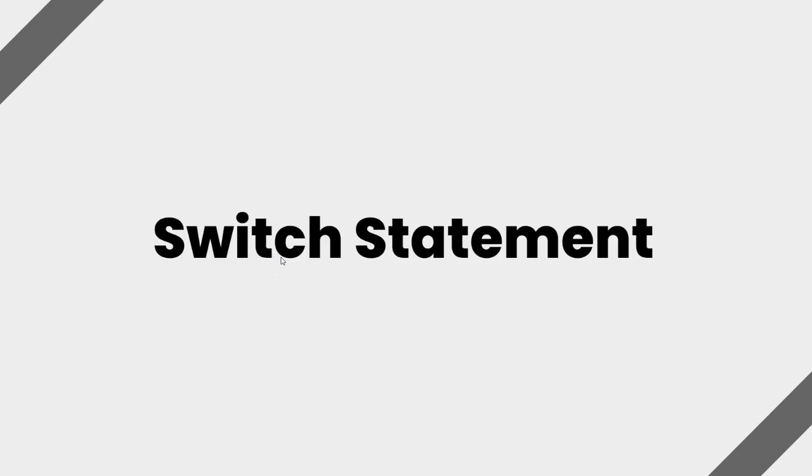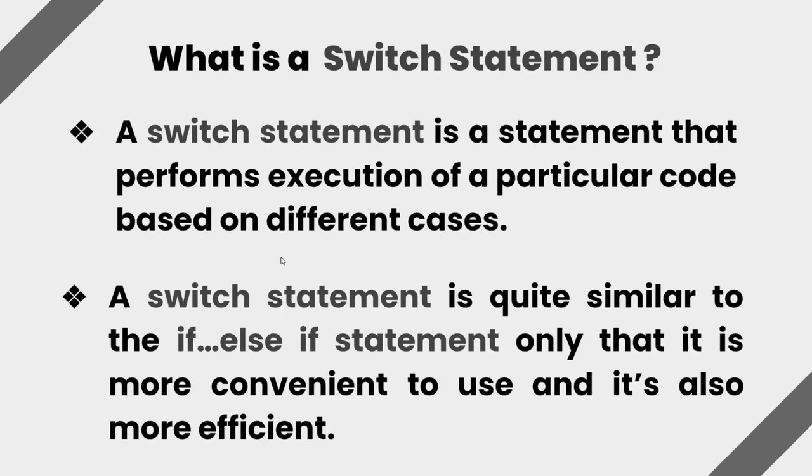So for the second section of today's class, we have the switch statement. So what is a switch statement? A switch statement is a statement that performs execution of a particular code based on different cases. So this particular statement here performs execution on code depending on the different cases that appear within a program. Now, out of the different cases we would have, only just one case would execute and not all the cases.